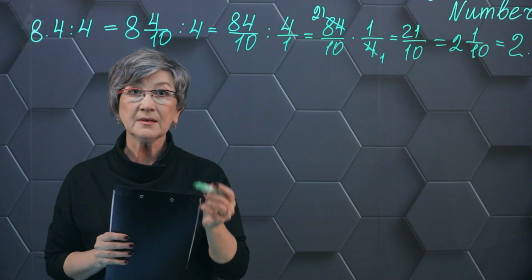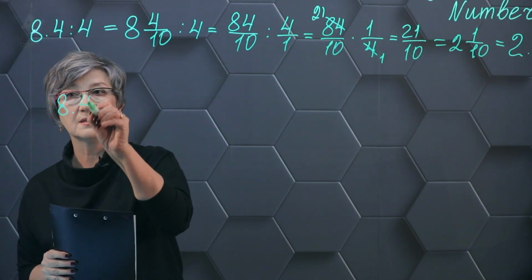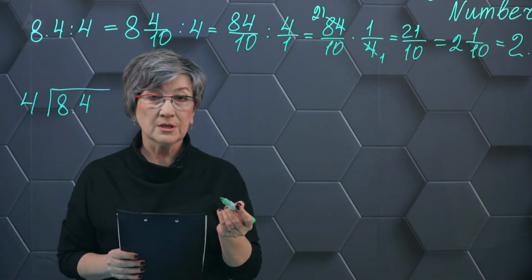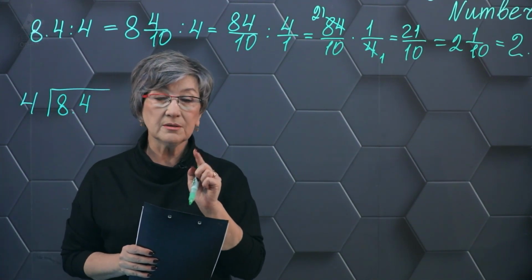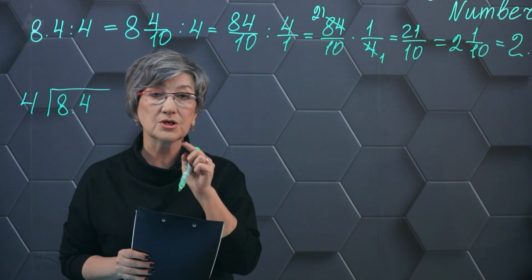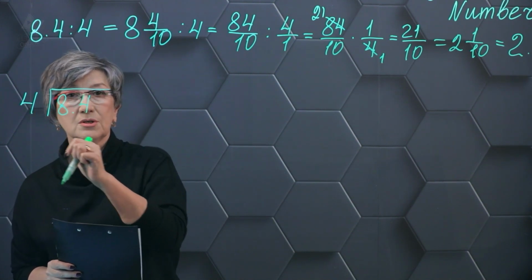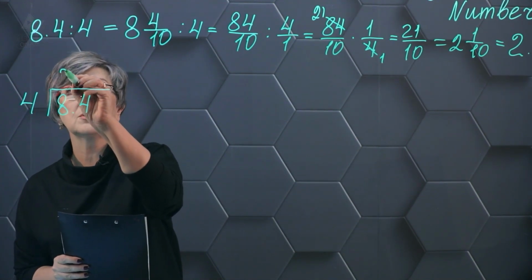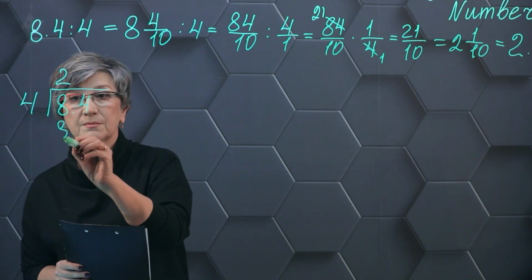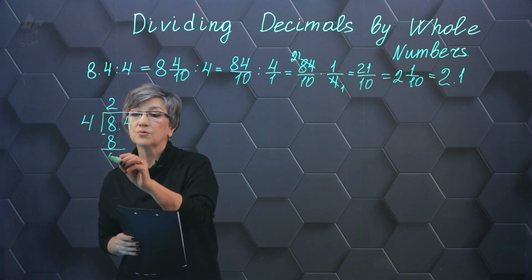How to do it? So let's divide by column. Let's write down 8.4, I'm going to divide by 4. Let's start dividing. It's very important when dividing a decimal by a whole number to divide the whole part first. So the whole part is 8. 8 I divide by 4. Very easy to do. The result is 2. So 2 I multiply by 4, that's 8. Doing the subtraction, 8 minus 8, that would be 0.